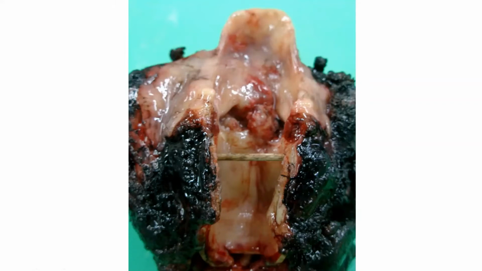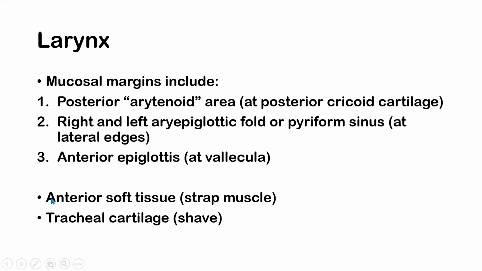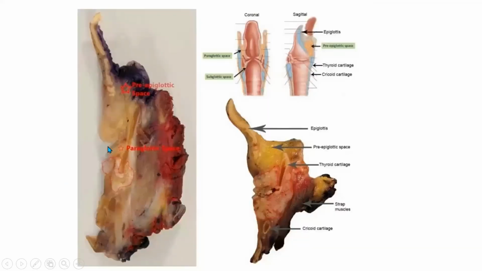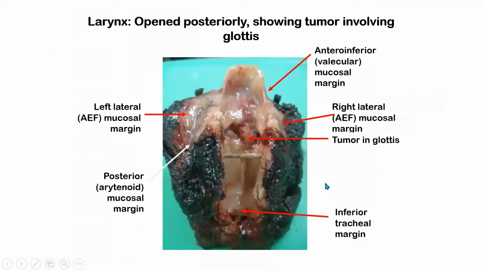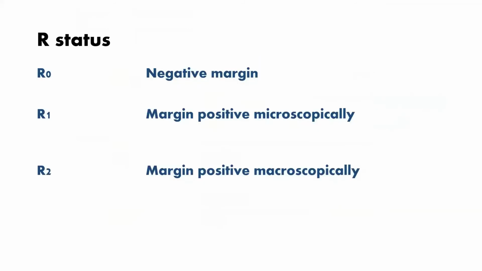Anteriorly, we have the anterior-inferior margin, which is the valvular cut or the preepiglottic cut. So in the soft tissue, we take the anterior soft tissue cut margins. The larynx is inked completely, and anterior strap muscles, they're mentioning that is important. And distally, we take the tracheal cut margins. So that is in general an overview of how we assess, measure, and sample the margins. And there are different other methods also, but this is the method which is used worldwide.